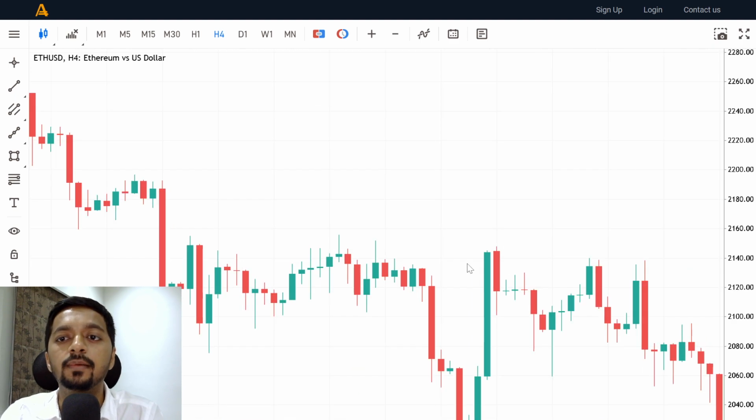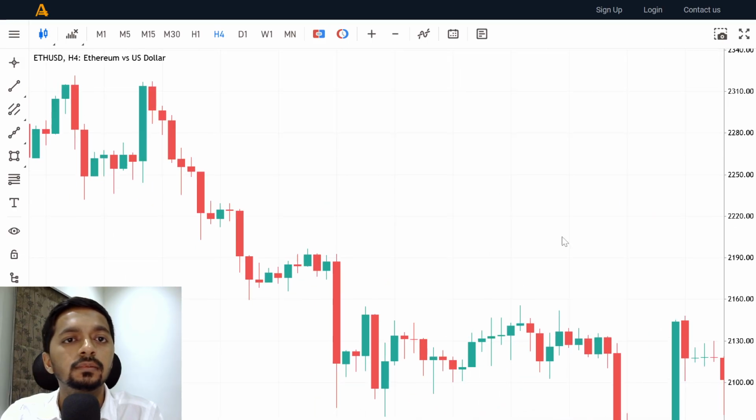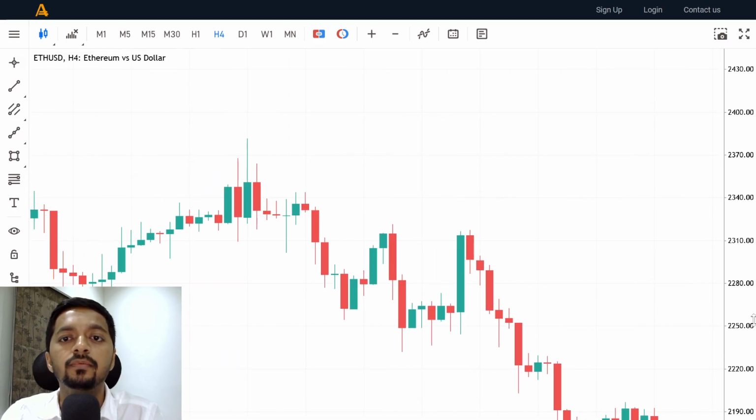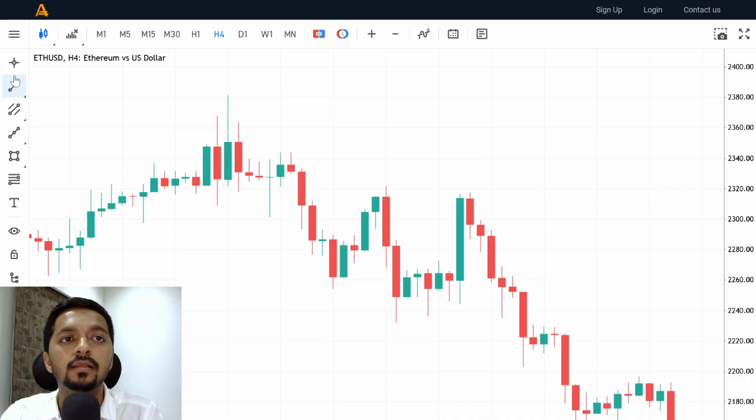Now see this example, probably it is an ideal one. If you look at the scenario, this is the ideal one. Look at the high 2317 and look at this high 2317. Equal high is there, and the next candle is the bearish bar. We can consider it as a tweezer top formation.